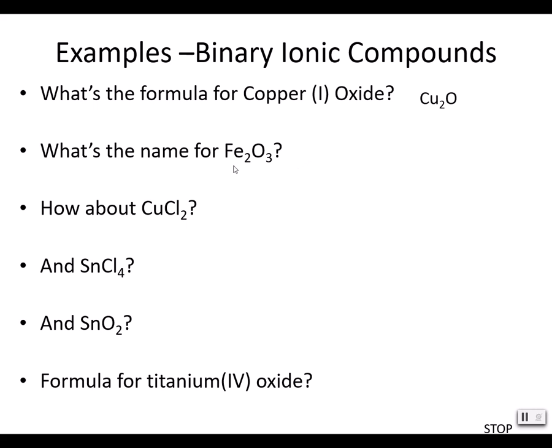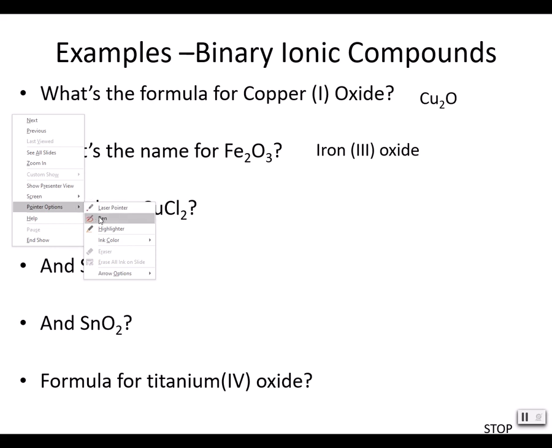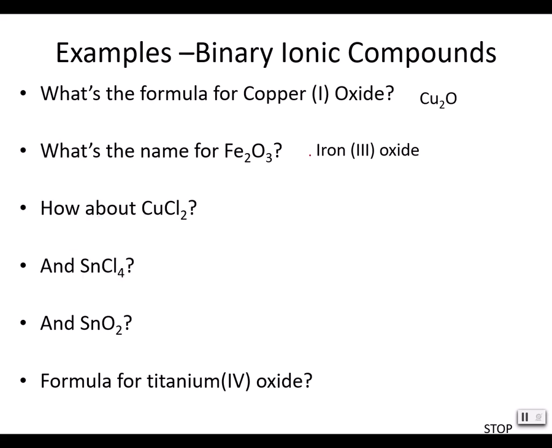Let's go to the next one. Fe2O3, what is its name? It's a binary ionic compound. I look at my metal, oh, iron, yeah, it's on that list. It forms more than one charge. Let's talk about how it is iron 3 oxide.